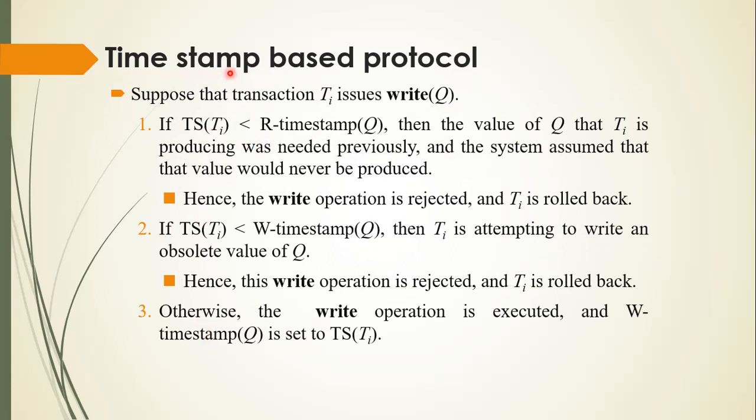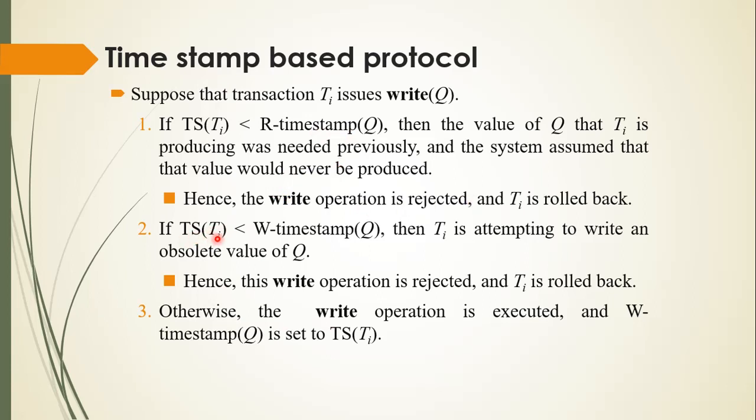Then three situations can occur. First, if timestamp Ti is less than R-timestamp (the read timestamp), then the value of Q that Ti is producing was needed previously, and the system assumed that the value would never be produced. Hence the write operation is rejected and Ti is rolled back. Remember only this: if timestamp Ti is less than R-timestamp, the write operation is rejected.